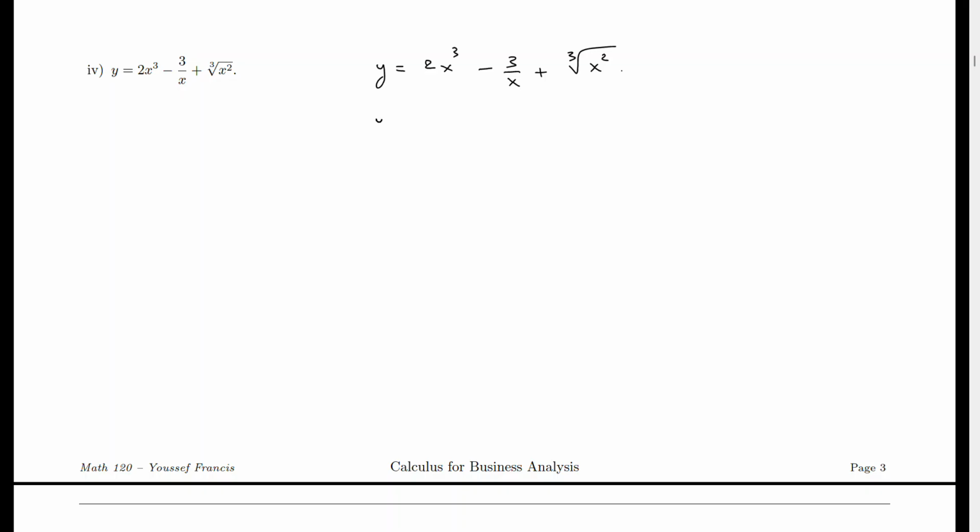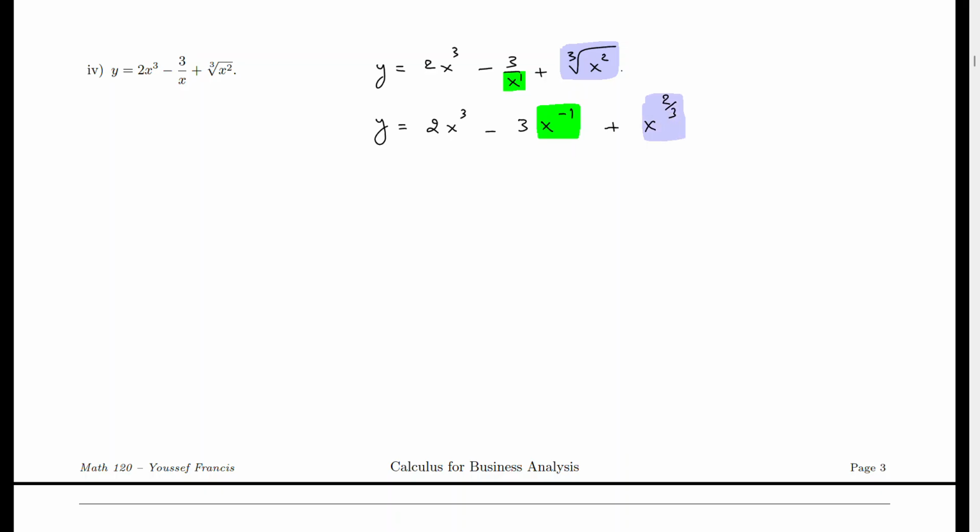Okay, so as we said, let's start by rewriting. The 2x cubed is not a problem. We're just going to write it down and leave it alone. The 3 over x, well, x has power 1 in the denominator, so I'm going to remove it from the denominator and put it in the numerator and give it a negative exponent. So it used to be 1, now it's -1. And finally, there's the cube root of x squared. That's the same thing as x to the power of 2/3. And so that's how you rewrite the radical.